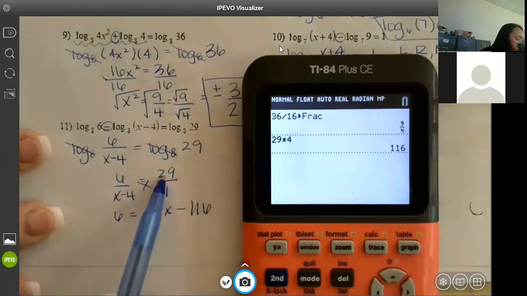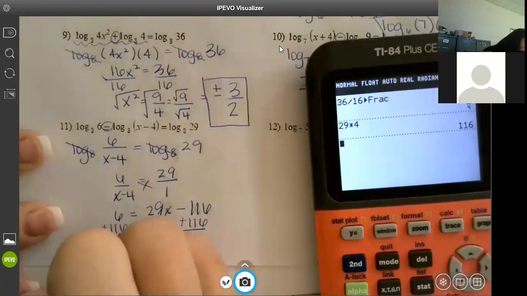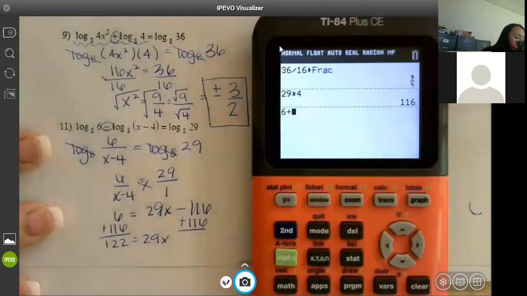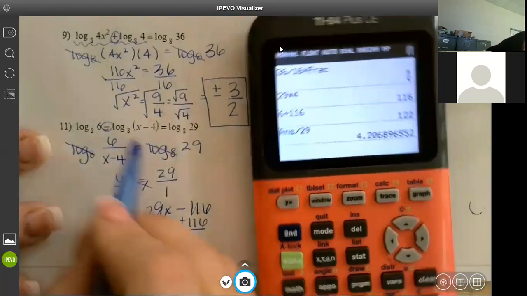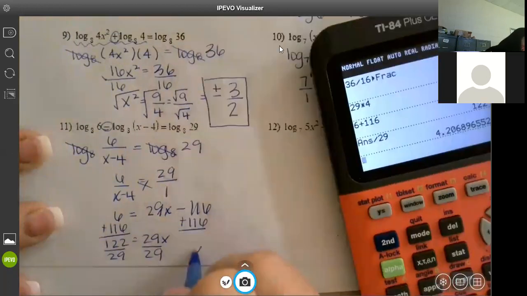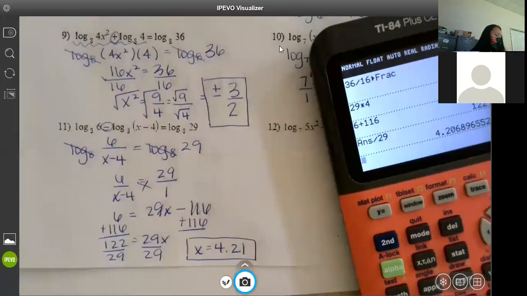Why is it negative 116? It's times negative 4. I just didn't do that in my calculator. You're going to add 116 to solve. You get 122. Divide that by 29. Is it okay to get a decimal? Yeah. And I just rounded it to 2 decimal places, and that is it. If I plug it back in, 4.21 minus 4 is still a positive 0.21, so we're okay with that.